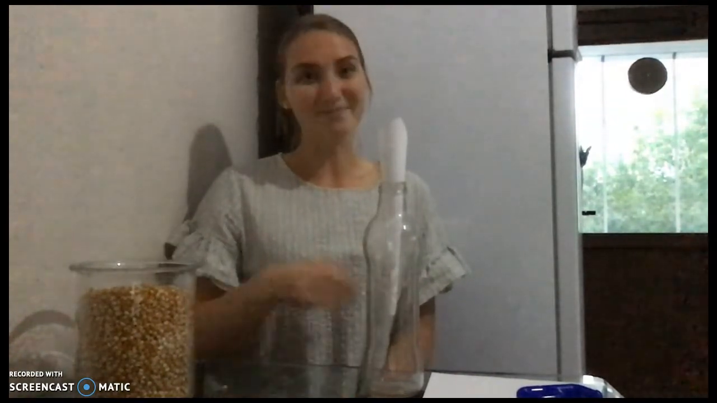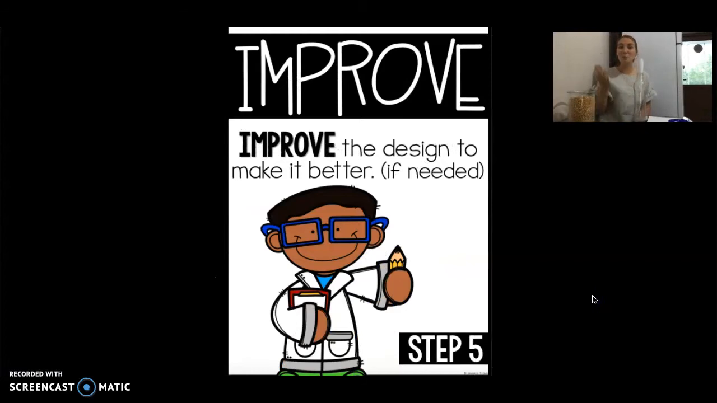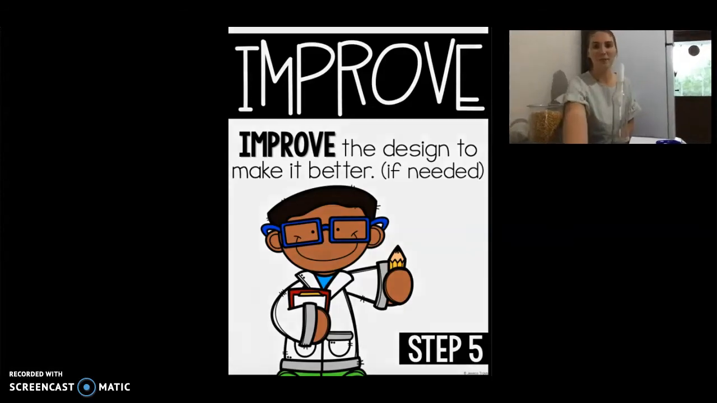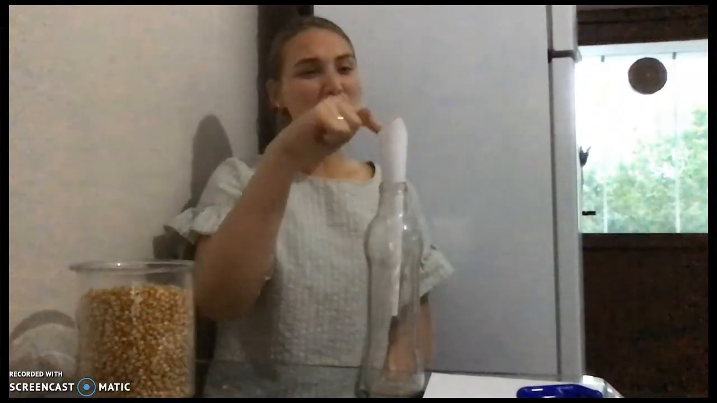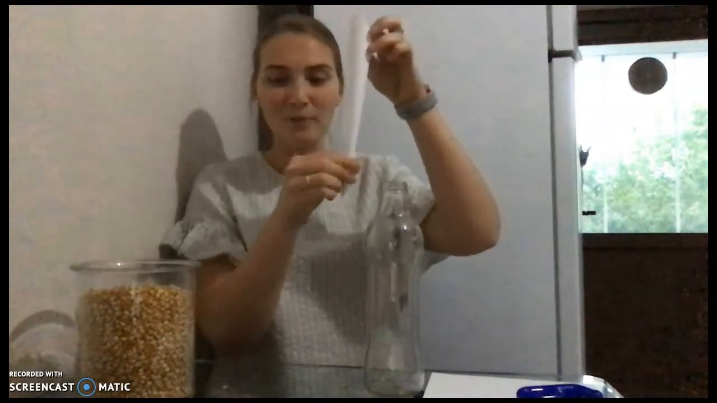Do I need to go back to the drawing board and come up with another solution? That's a good idea, engineers. The next step in our design process is to improve our design. Our designs may not, and most likely will not work on the first try. So what were the problems that I had here? I see that the opening is not very large and the popcorn kernels are getting stuck in my funnel.